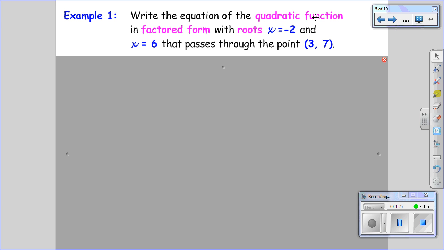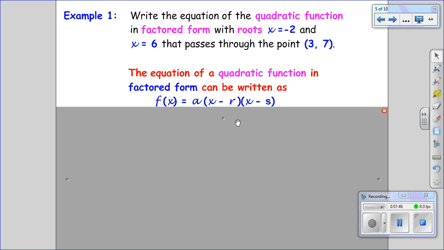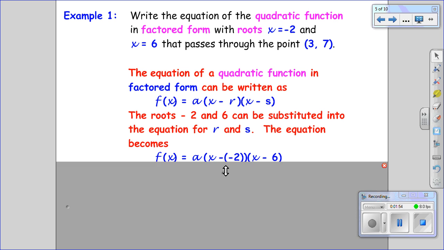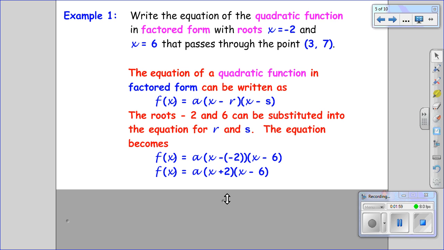Other questions we've looked at: writing the equation of a quadratic function in factored form, where the roots are x equals negative 2 and x equals 6, and it passes through the point (3, 7). This is no different than the equations we found in the first unit. We know the roots are negative 2 and 6. Well, roots means use factored form. And since r is negative 2 and x would be 6 in this situation, we can substitute them into the equation as x subtract negative 2 and x subtract 6, which simplifies to x plus 2 times x minus 6.